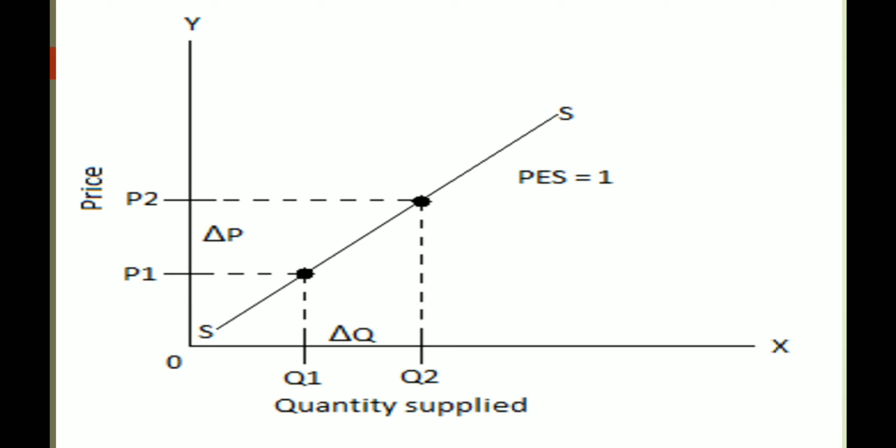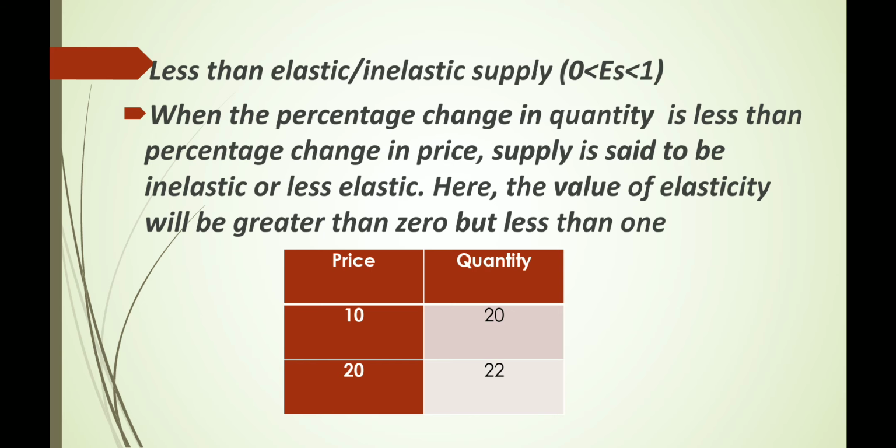positively sloping line. Less than elastic or inelastic supply. When the percentage change in quantity is less than percentage change in price, supply is said to be inelastic or less elastic. Here the value of elasticity will be greater than 0 but less than 1.